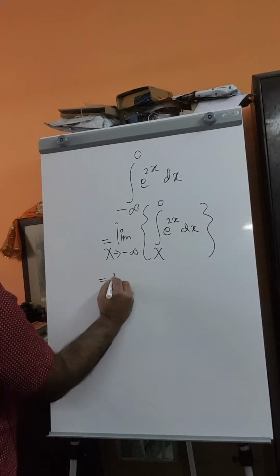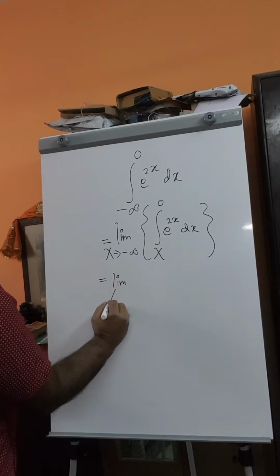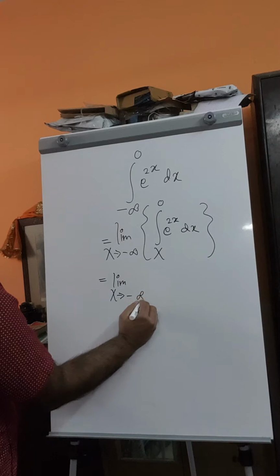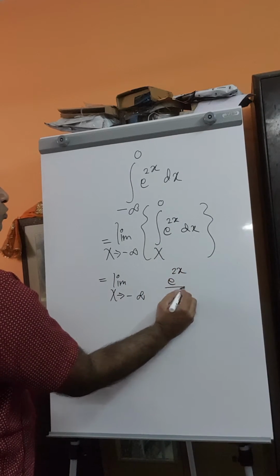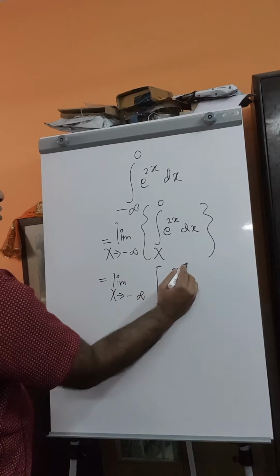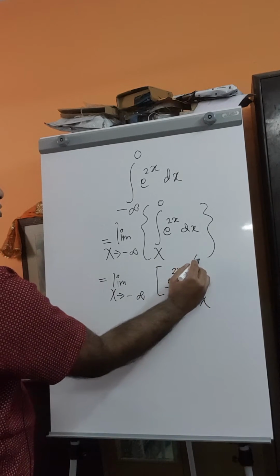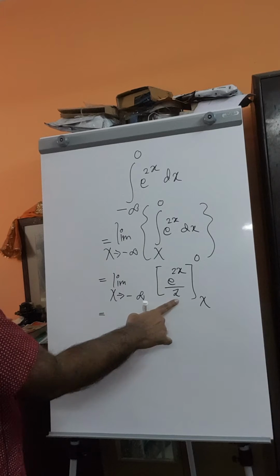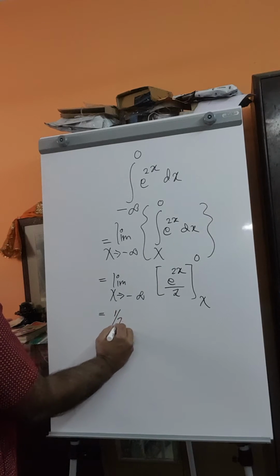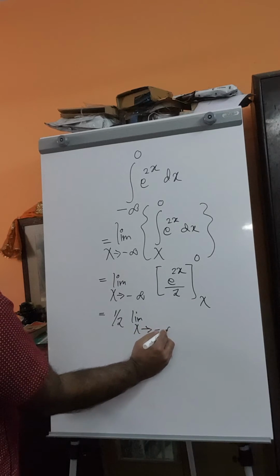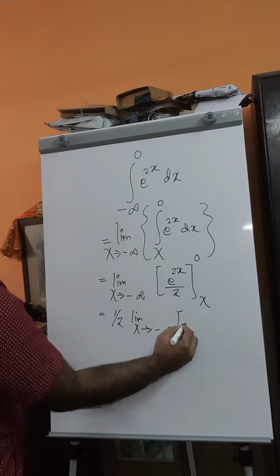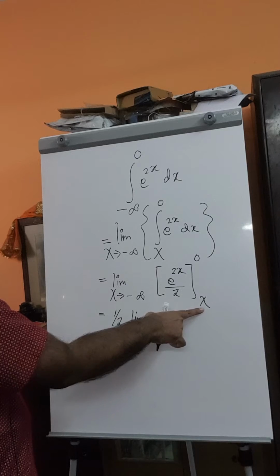So this is equal to the limit as X tends to minus infinity of the integral of e to the power 2x, which is given by e to the power 2x upon 2, within the limits capital X to 0. Half we can take out of the limit, being a constant. So this is half times the limit as capital X tends to minus infinity of e to the power 2x within the limits X to 0.